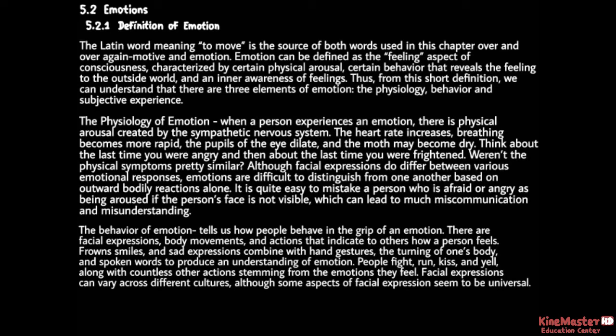Thus, from this short definition, we can understand that there are three elements of emotion: the physiology, behavior, and subjective experience. The physiology of emotion. When a person experiences an emotion, there is physical arousal created by the sympathetic nervous system. The heart rate increases, breathing becomes more rapid, the pupils of the eye dilate, and the mouth may become dry. Think about the last time you were angry and then about the last time you were frightened. Weren't the physical symptoms pretty similar?